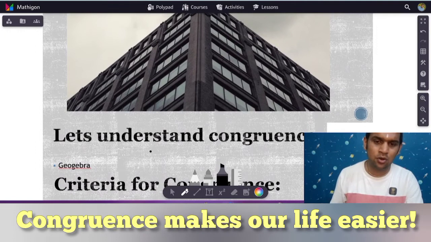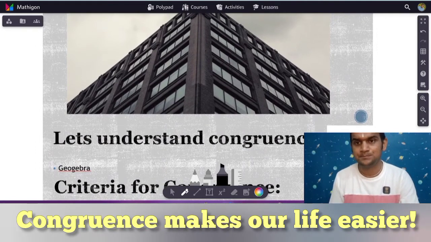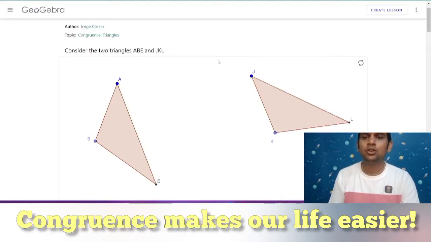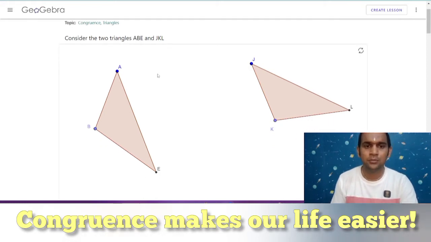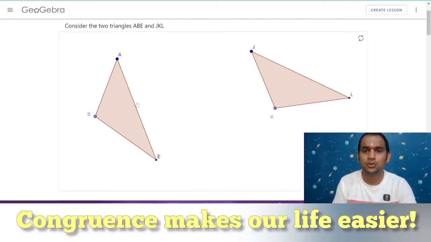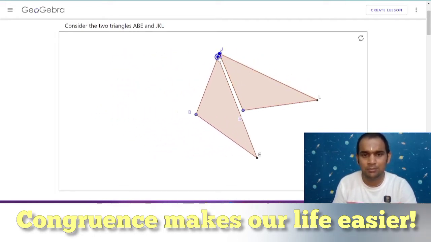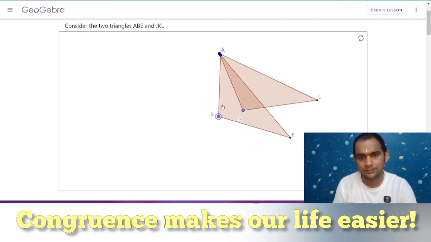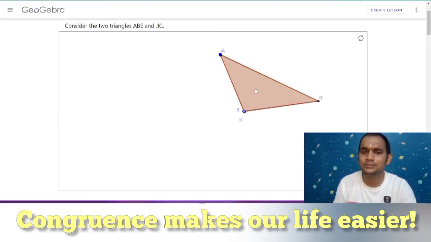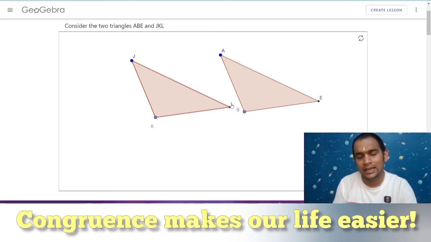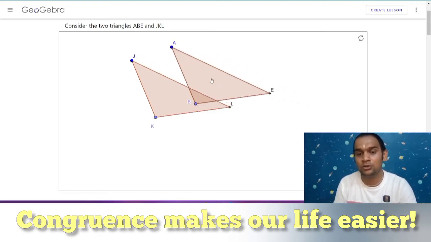So let's understand congruence, what we mean by congruence. When we talk about congruence, as you can observe, I have two triangles over here, ABC. Now if I try to keep these shapes one above the other, do they overlap? I took JKL on ABC. Now I'll do the other way around.